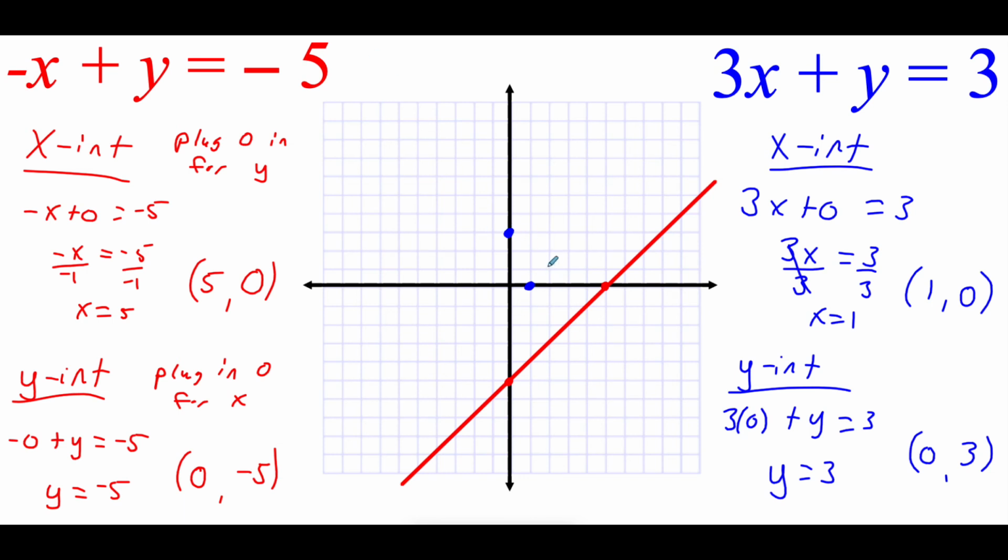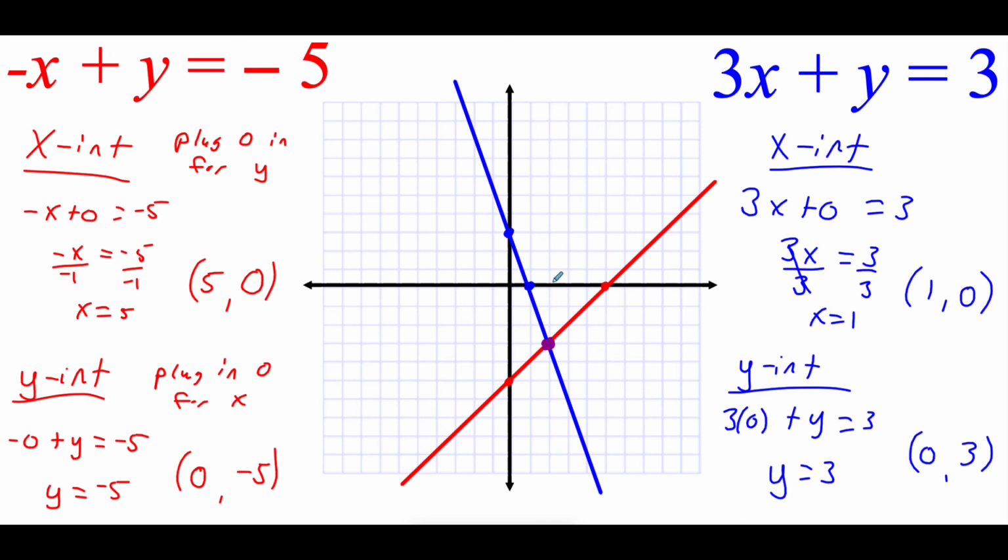Now that I've got these 2 points, I should be able to use them to draw in a nice straight line. So we've taken care of step 1, where we graphed out both of our equations. Step 2 says that we're supposed to look for the point where they intersect, where they cross each other. So these two lines are crossing at this point right here. So we want to identify its coordinates.